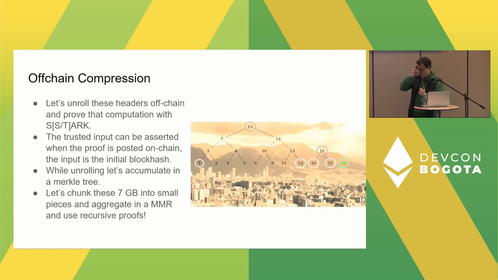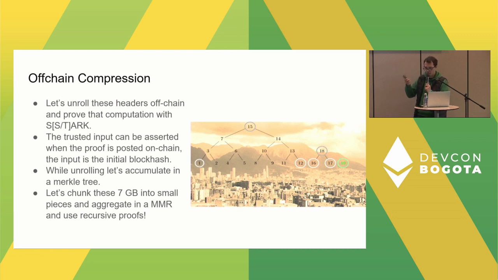Last approach. So there is a very cool primitive called Merkle Mountain Ranges. Love it. And the idea is, let's do the same that we did previously inside the SNARK. So we can provide this tremendous amount of data as a private input to the circuit and essentially do the same computation, like unrolling, inside the circuit itself. And now we have a public input, which is the block hash, so essentially the commitment from which we unroll it. So the trusted input, the public input, can be literally asserted when we do the on-chain verification. And while we unroll it, we can accumulate inside a Merkle tree or a Merkle mountain range.